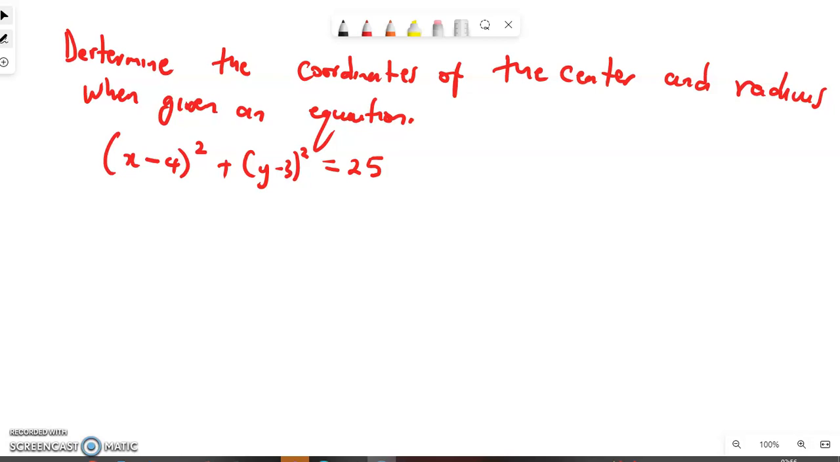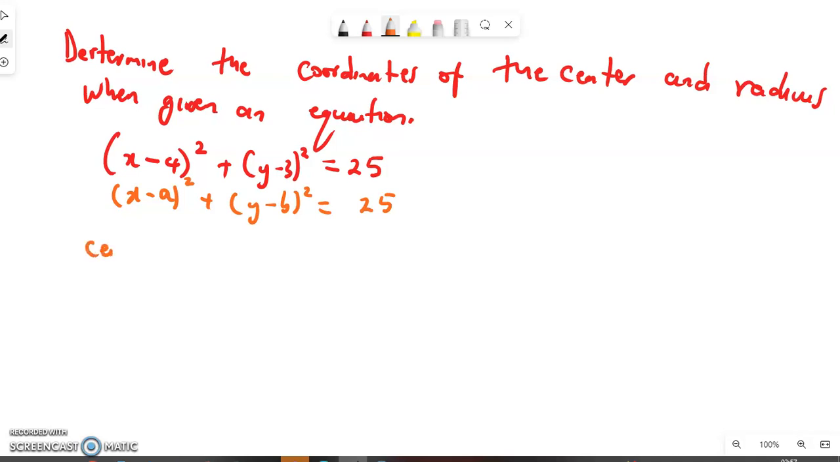Alright, let us determine the coordinates of the center as well as the radius when we are given an equation. So let us recall that the standard form is (x minus a) all squared plus (y minus b) all squared is equal to 25, where a and b represent the center.